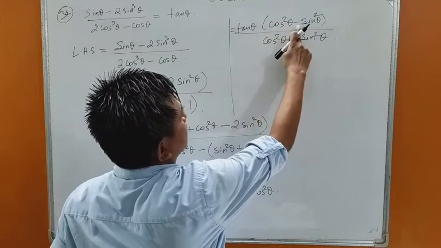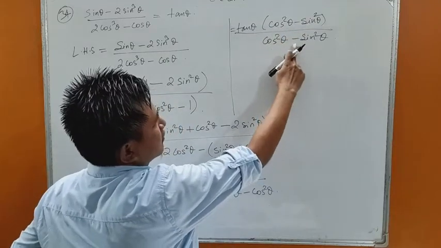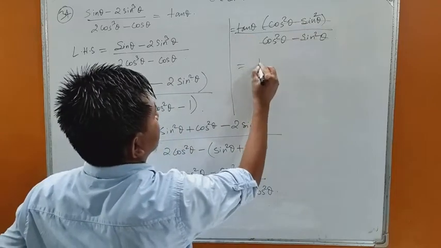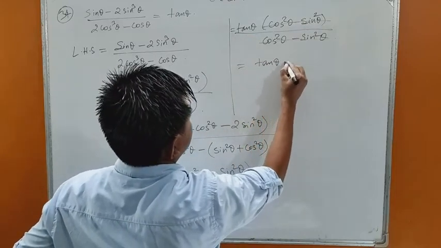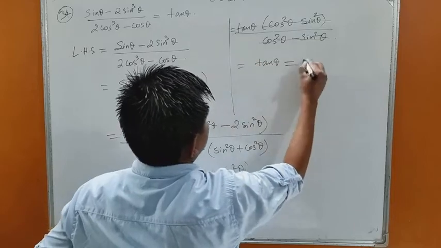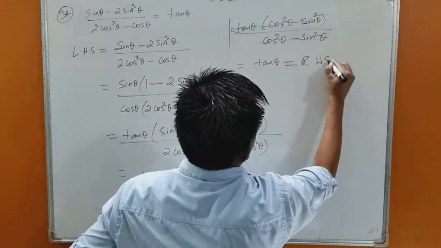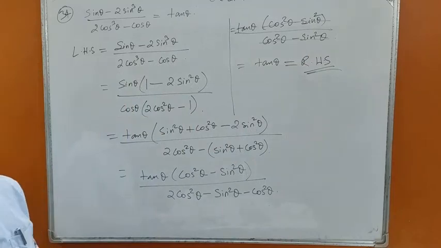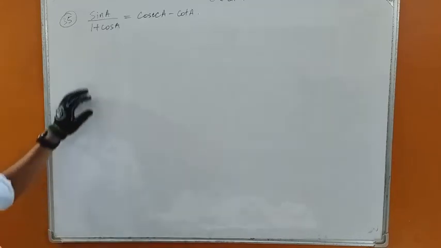So cos square theta minus sine square theta by cos square theta minus sine square theta can be cancelled. So this gives us tan theta. So tan theta is what we have in the right hand side. Hence proved, isn't it? I hope you got this. Now let's move on to the next question, question number 35.